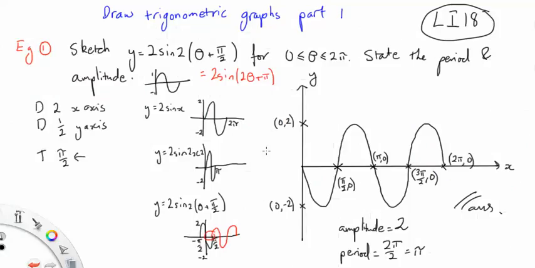Alright, that took a bit longer than I thought. I might split this into 3 parts. I'll do one with a cosine graph, and I'll do one with a tan graph.